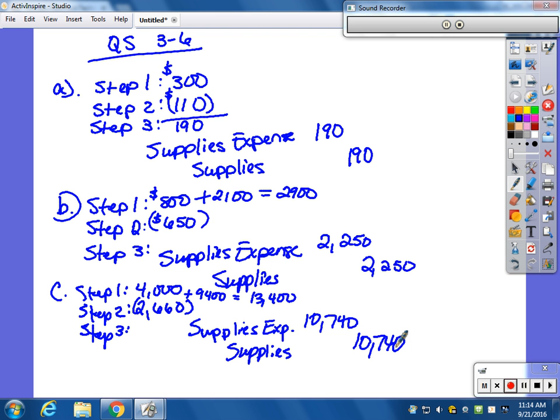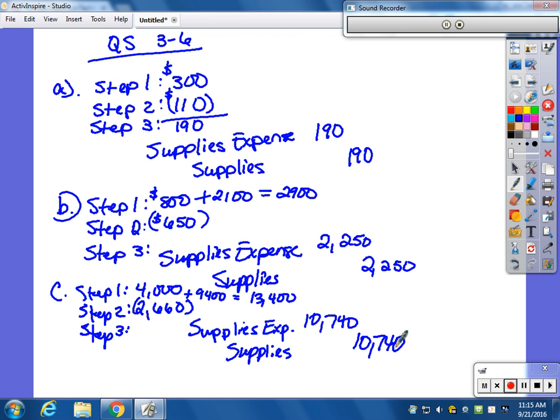So, what day did they purchase this? July 1st, and that means how many months had expired? Six months. Does everybody say that or no? Yes. Maybe 5 months, because we have to include July: July, August, September, October, November, December.